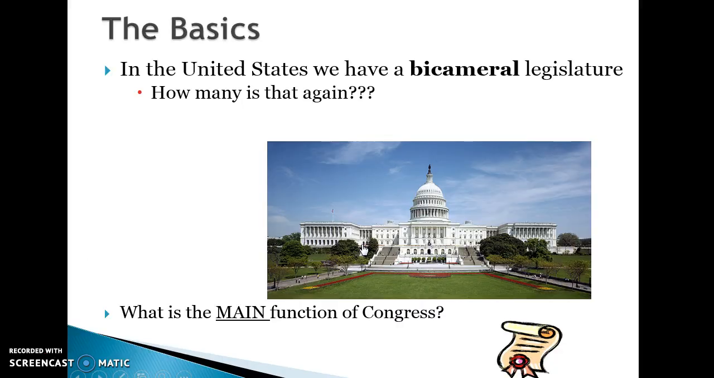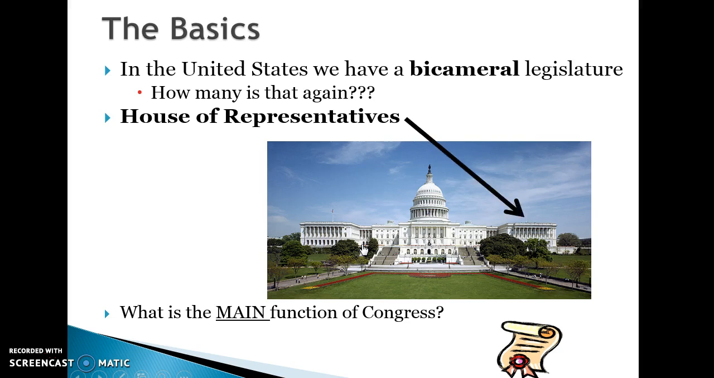In the US, we have a bicameral legislature. Bicameral means two, bi, two. It's pretty easy to remember. How many is that again? Two. Remember that. It's kind of important. You'll be tested on it. The first one is the House of Representatives, which is on one side of the Capitol building. The second one is the Senate, which is on the other side of the Capitol building.